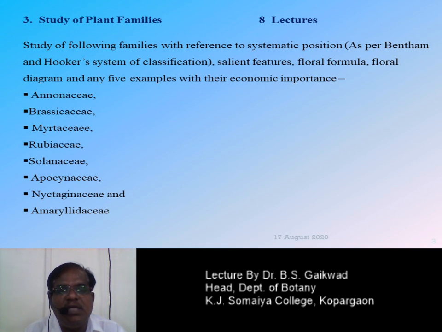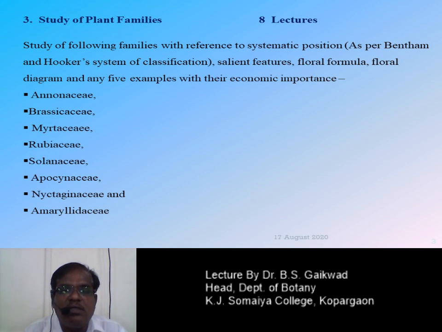Then the second family is the Brassicaceae. Brassicaceae is the family of the mustard, Brassica juncea. Then all characters, floral formula, and everything related to this family must be discussed here. Then the Myrtaceae family, which is known as the eucalyptus family. So the eucalyptus family is discussed in this chapter.